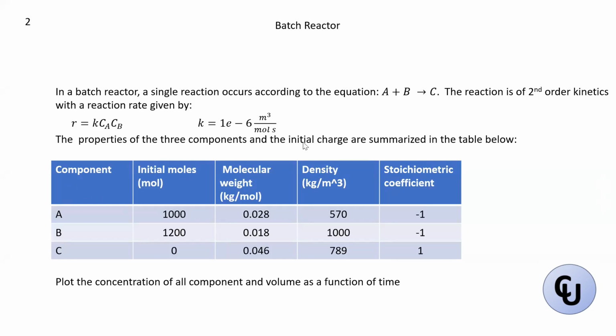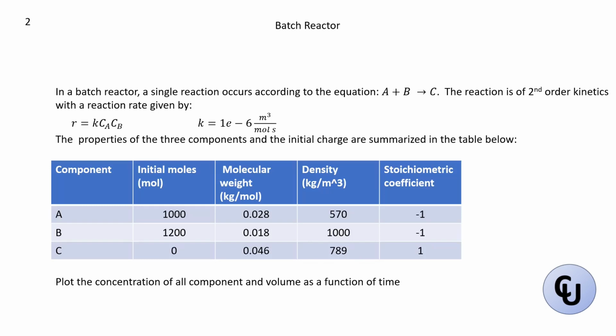We have some parameters here for each component: the initial mole, the molecular weight, the density, and the stoichiometric coefficient. So what we want to do is plot the concentration of all components and volume as a function of time. So how do we do this in gPROMS?